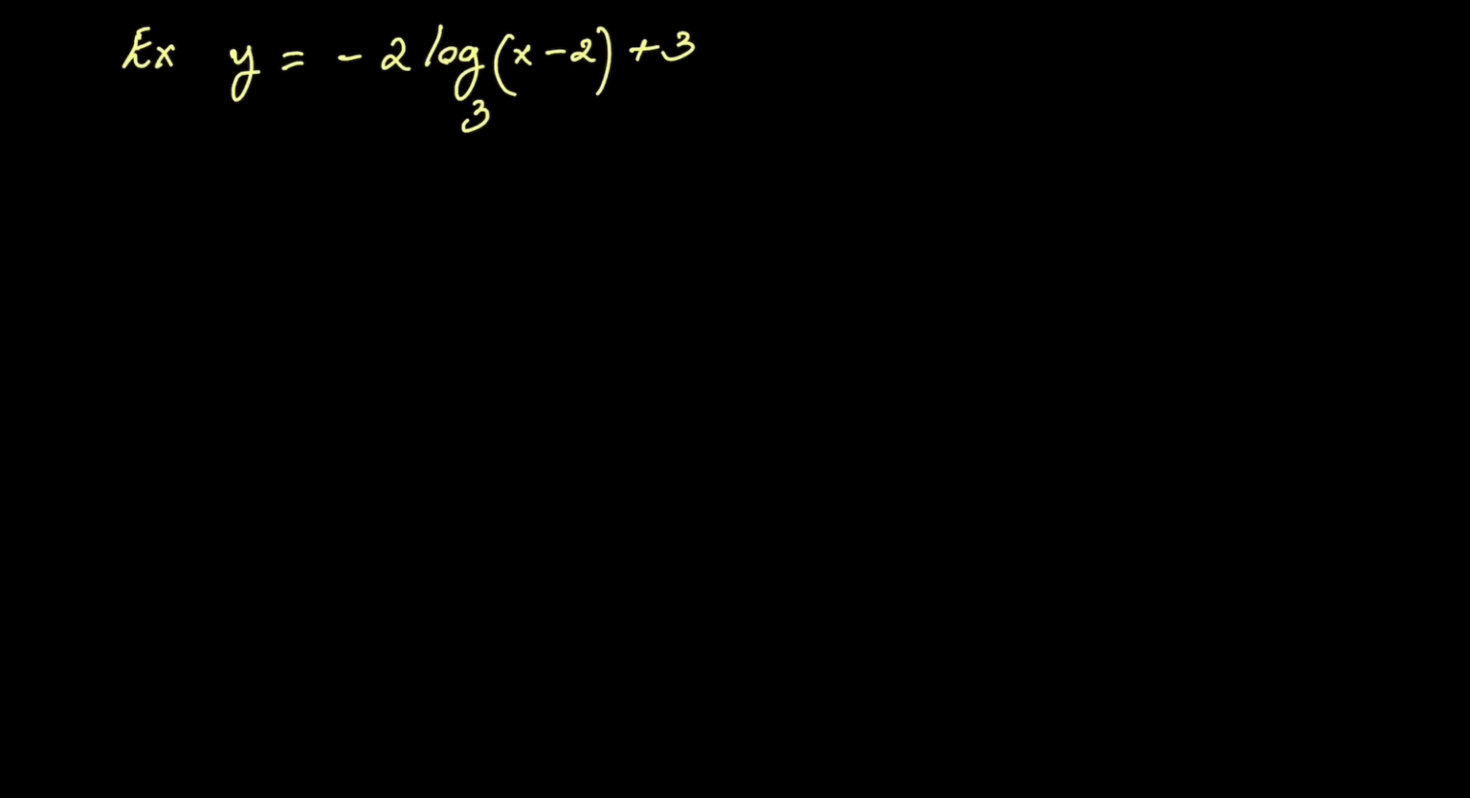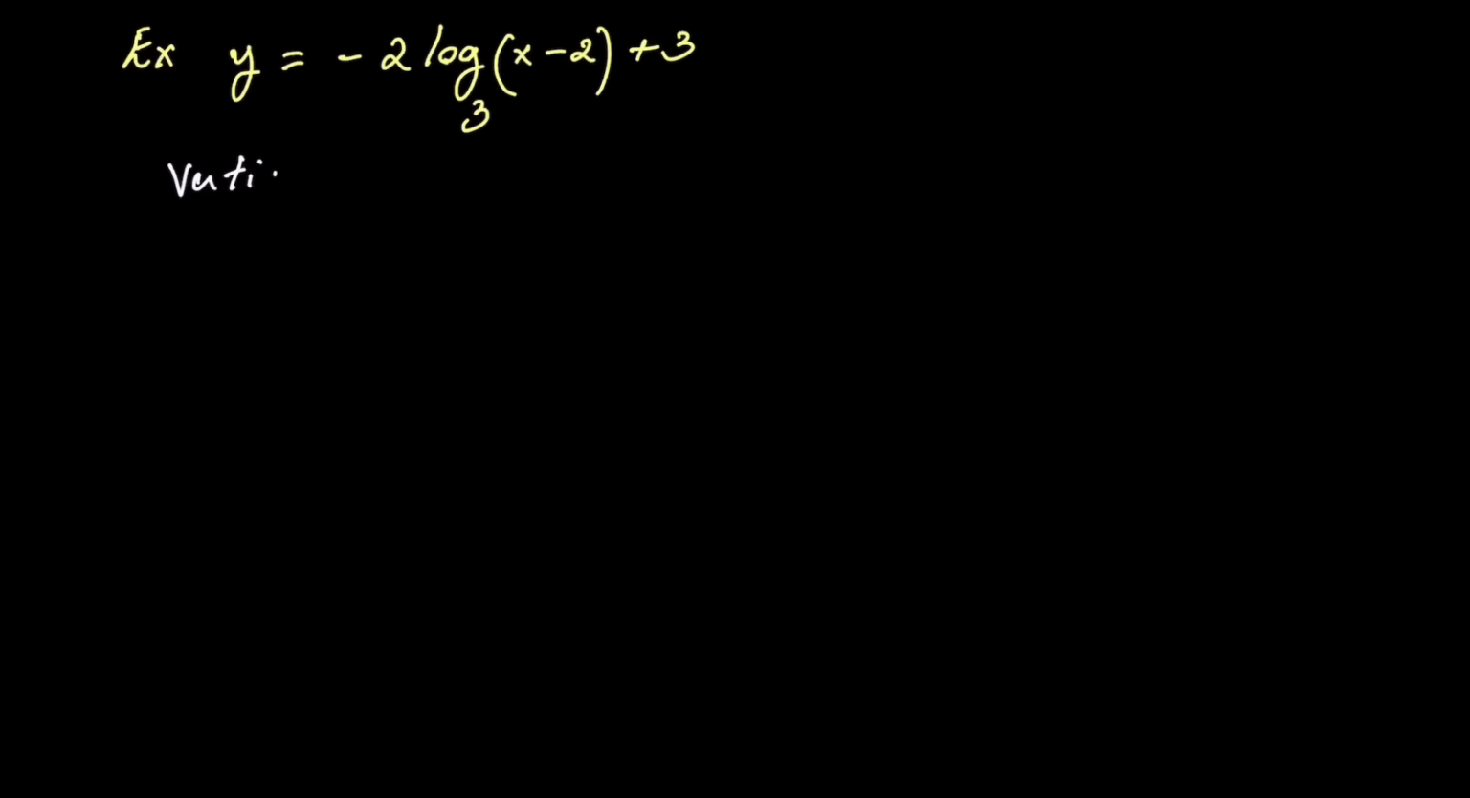Next, let's look at another example. Y equals negative 2 log base 3 of (x minus 2) plus 3. Understanding the transformation. This function has 4 transformations. Negative sign, reflection over the x-axis, multiplied by 2, vertical stretch by a factor of 2, which makes the graph steeper, x minus 2, horizontal shift right 2 units, plus 3, vertical shift up 3 units. The function is y equals negative 2 times log base 3 of (x minus 2) plus 3.